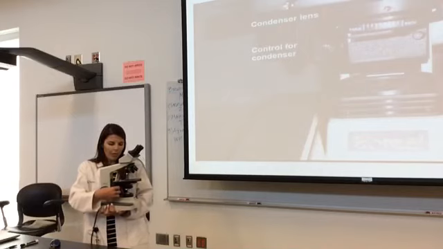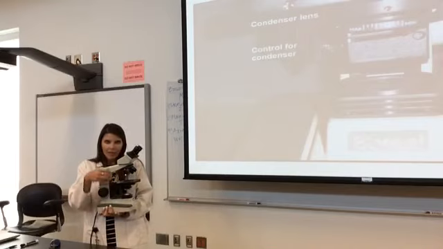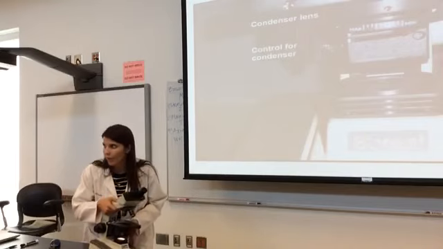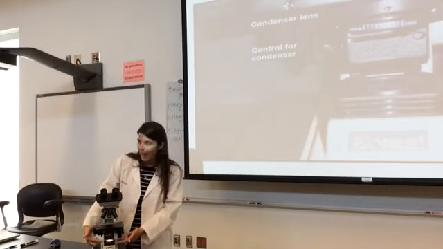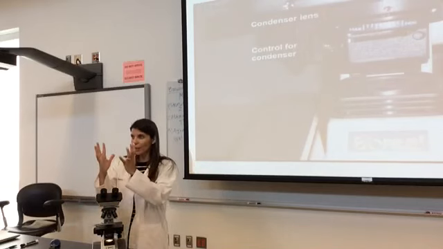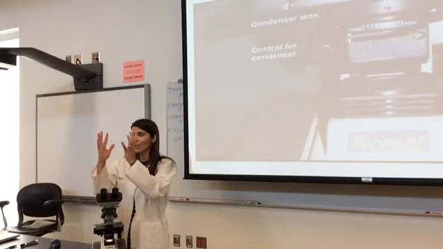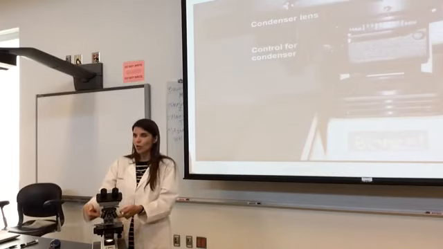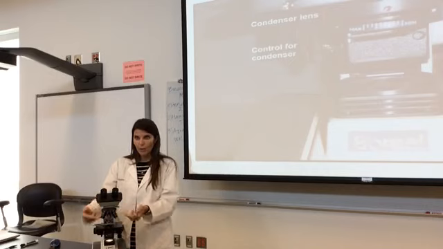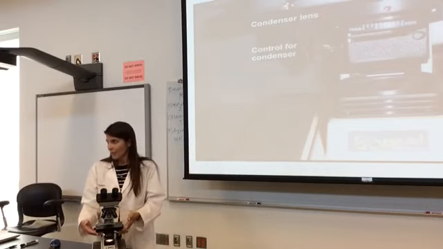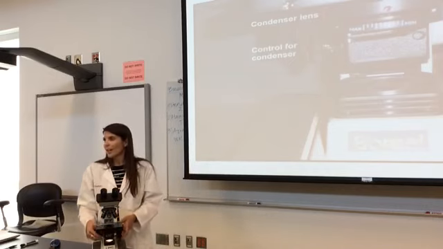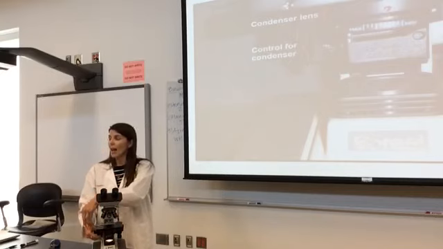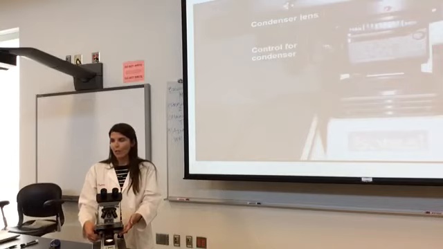Does anybody know what the word condense means? Like you bring it all together, right? So the light is scattered, and when it hits the condenser, what does the condenser do to it? It brings it together to shoot it through your specimen. So that's what the condenser does. And in a normal setting, like I said, you're probably not going to have to manipulate that at all. That knob is on the left side, and it moves that condenser up and down.